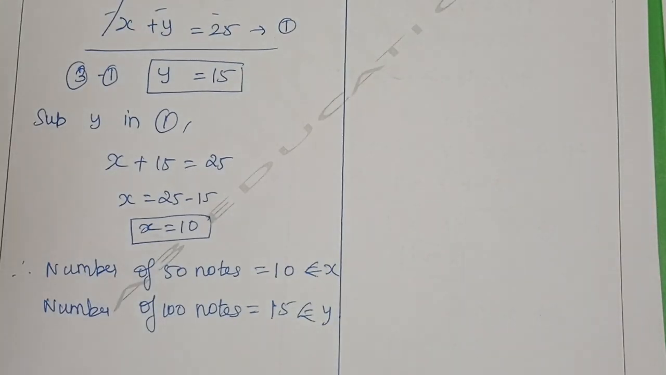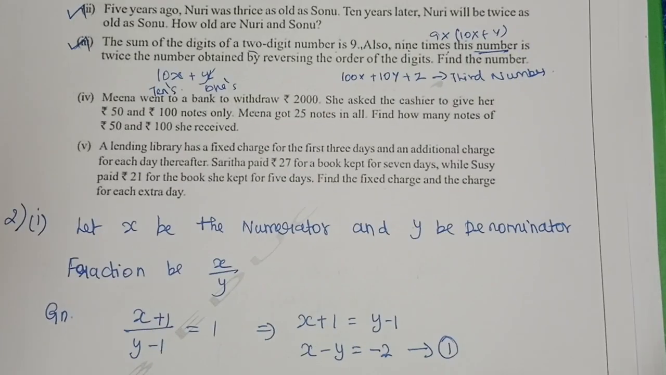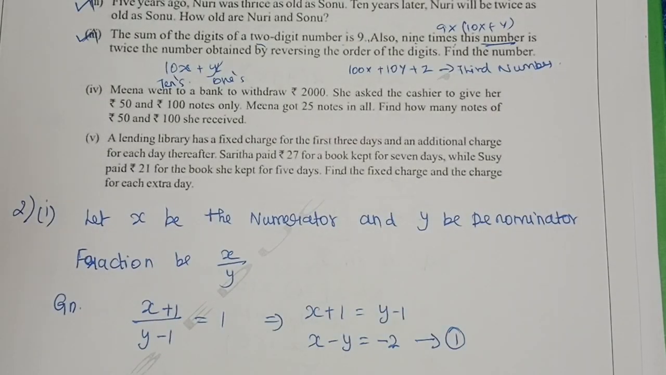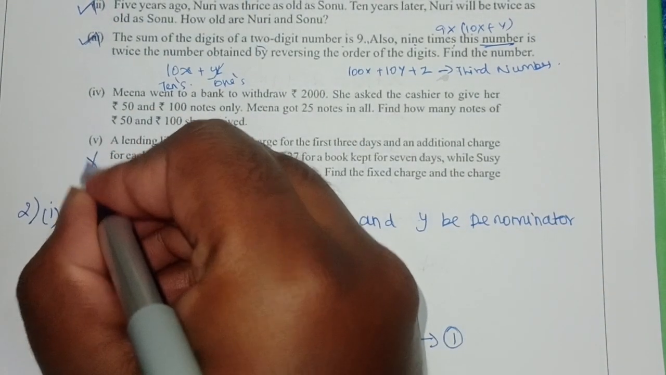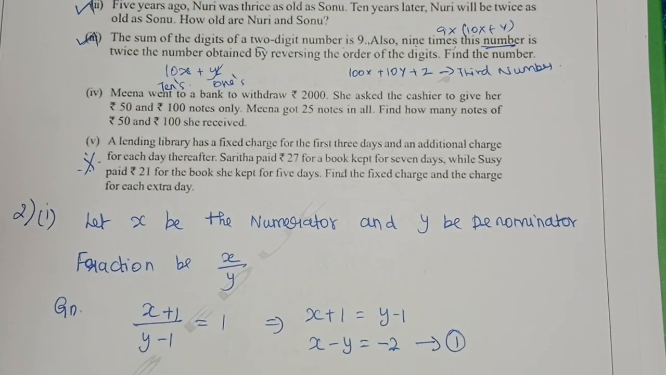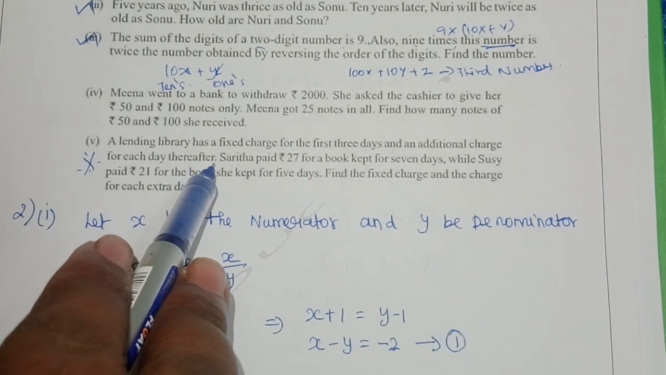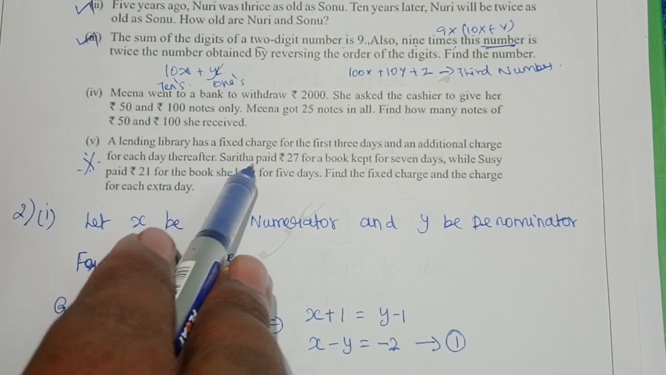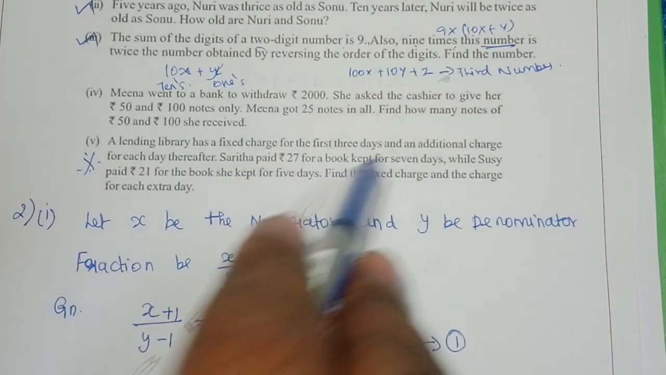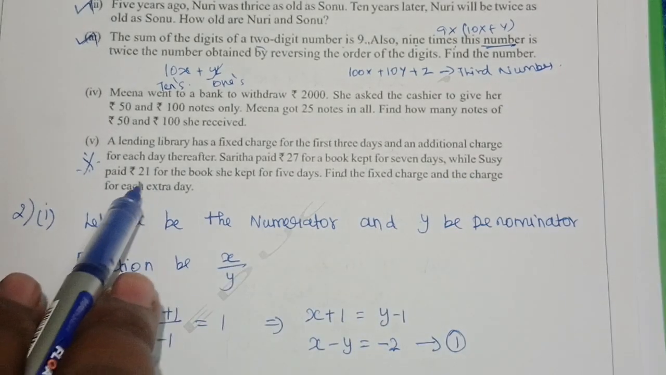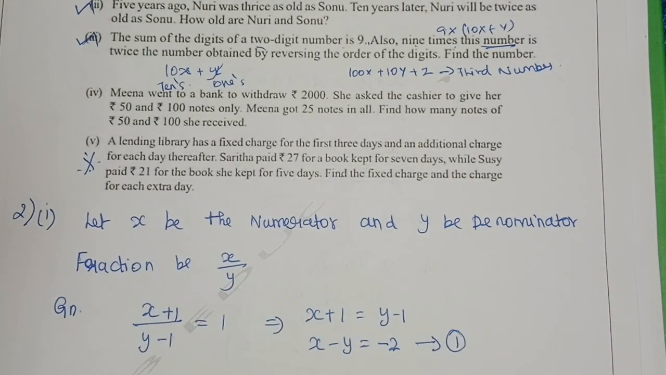Then we go to our fifth subdivision. A lending library has a fixed charge for the first 3 days. It is a very important question from the point of view of board examinations. There is a fixed price for the first 3 days, and after 3 days we apply an additional charge for each day thereafter. Sarita paid 27 for a book kept for 7 days and Susy paid 21 for 5 days. We need to find the fixed charge and the charge for each extra day.